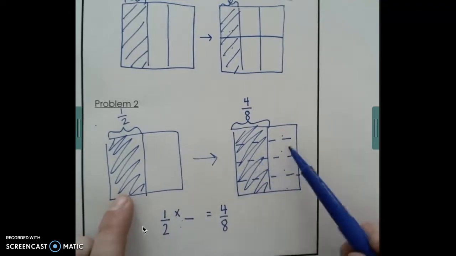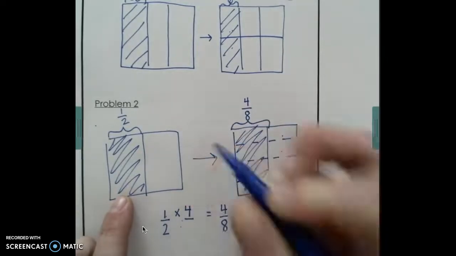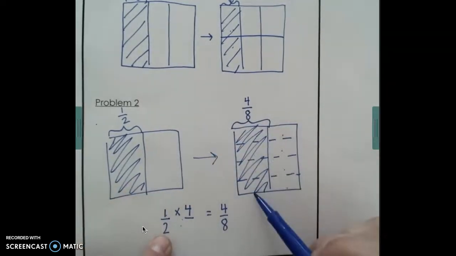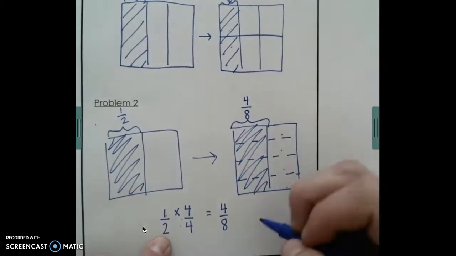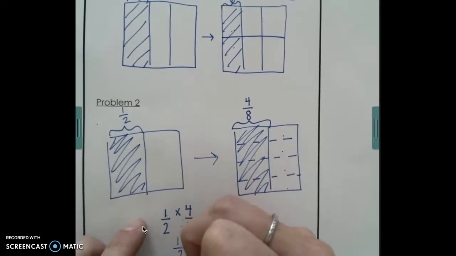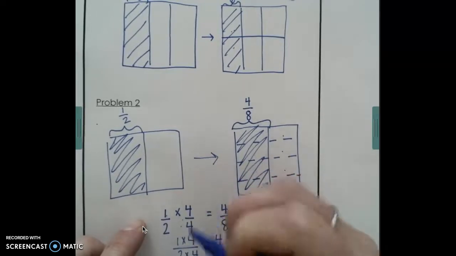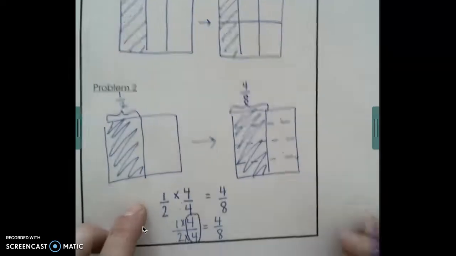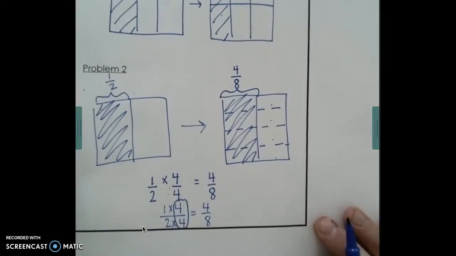Well, what I did was I took it and I cut everything into 4. So we took our 1 shaded area and we cut it into 4. We took our bottom and we cut it into 4, right? We cut the whole thing. So if I do 1 times 4 and 2 times 4, I get my 4/8. So as long as we're doing the same thing to the top and bottom of our fraction, that's how we get equivalent fractions right here.